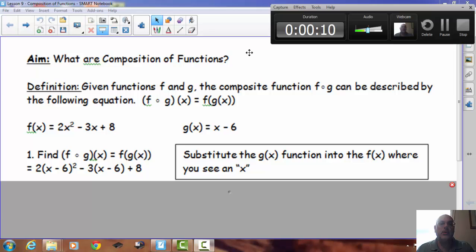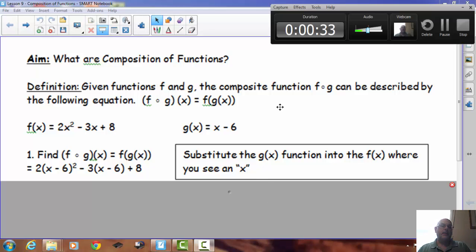We're going to be talking about composition of functions, or composite functions. A composite function is a function within a function, or another way we can look at this is using the output of one function as the input of the next function. This is a topic I believe you've all covered in Algebra 2 Trig, so we're going to do a little review.